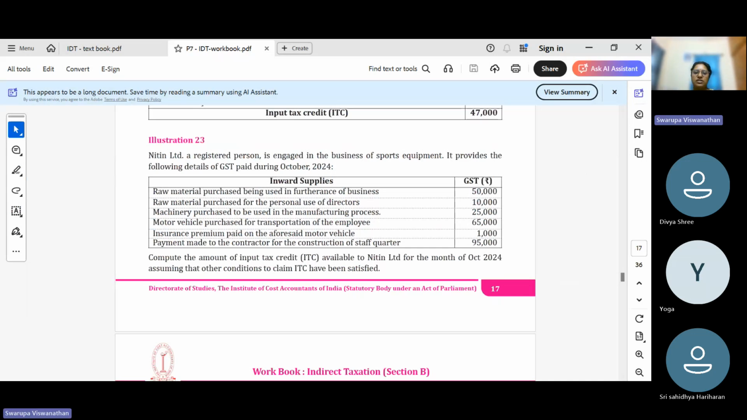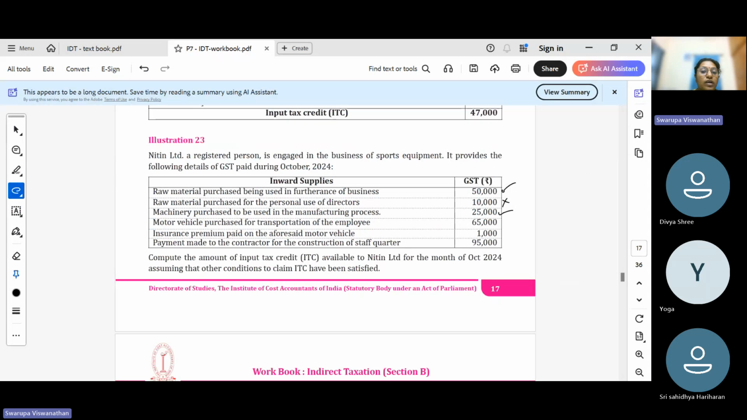Nitin Limited, a registered person, is engaged in the business of sports equipment. It provides the following details of GST paid during October 24. Raw material purchased being used in furtherance of business. So raw material used in furtherance of business, we can avail the credit. Raw material purchased for personal use. It is not used in furtherance of business, so we cannot avail. Machinery purchased to be used for manufacturing process. Yes, you can avail the credit.